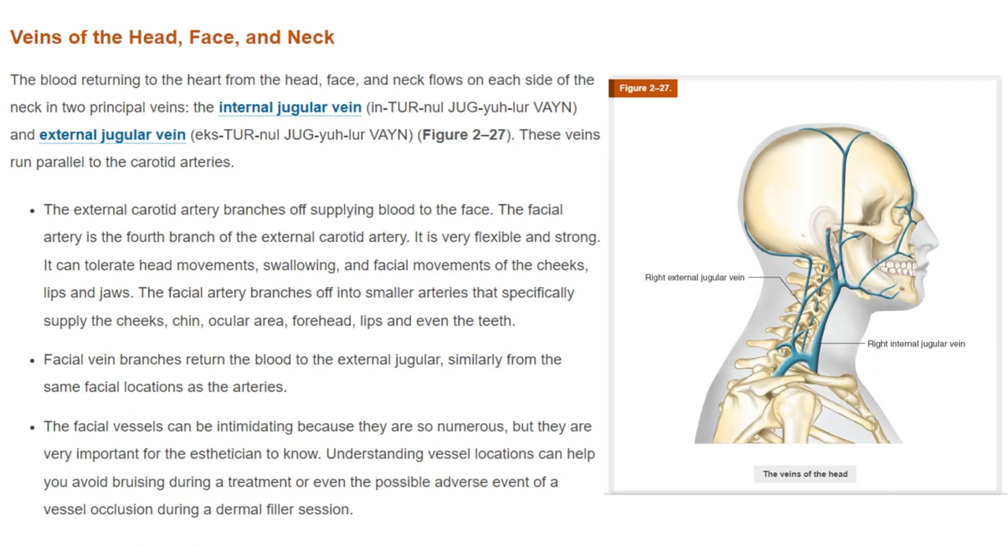Facial vein branches return the blood to the external jugular, similarly from the same facial locations as the arteries. The facial vessels can be intimidating because they are so numerous, but they are very important for the esthetician to know. Understanding vessel locations can help you avoid bruising during a treatment or even the possible adverse event of a vessel occlusion during a dermal filler session.